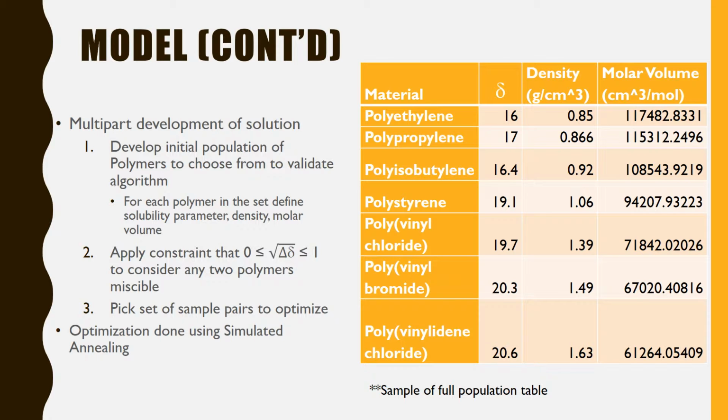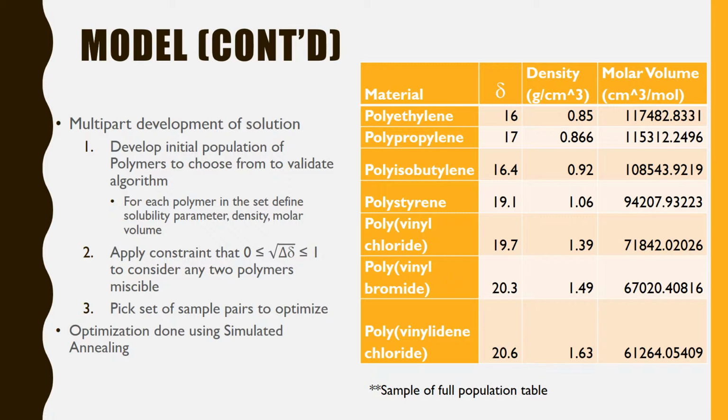And so for the model, there was a multi-part development of a solution. We developed an initial population, a sample of which you can see on the right, that we will choose from to validate our algorithm. For each polymer in the set, we define the solubility parameter, density, and molar volume. Then we applied a constraint that the square root of the difference between two solubility parameters should be between 0 and 1 to consider any two polymers miscible. Then we pick from a set of sample pairs that meet that constraint to optimize with.